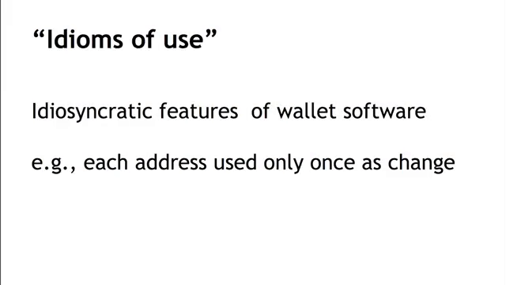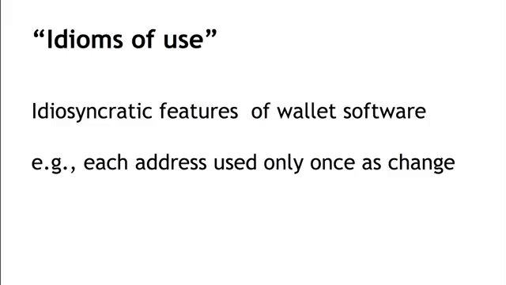There's another pretty cool technique for this, again from a research paper, which I'll tell you about. The authors call this idioms of use, and they exploit idiosyncratic features of different wallet software. For example, one thing they found is that most wallet software use an address as a change address only once. This, in fact, seems to follow Bitcoin best practice for anonymity. If you have a new transaction where you need to create a new change address, don't use an address that you've already used before as a change address. Create a new address and use it for this purpose.